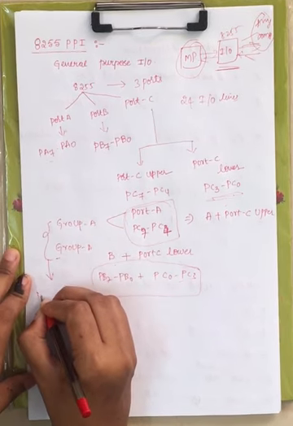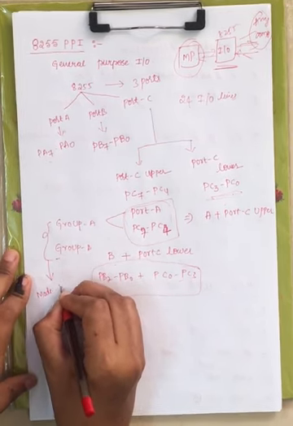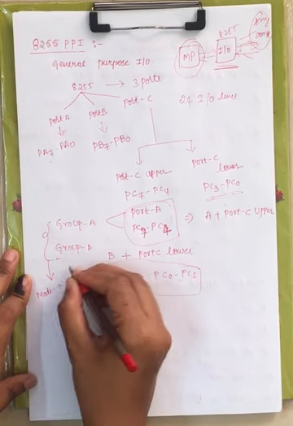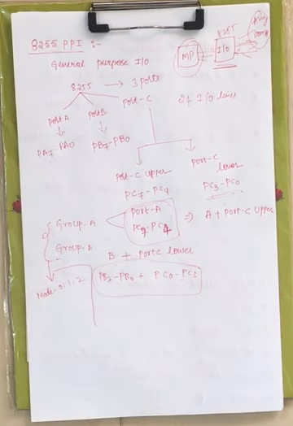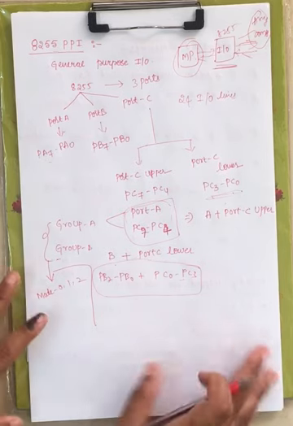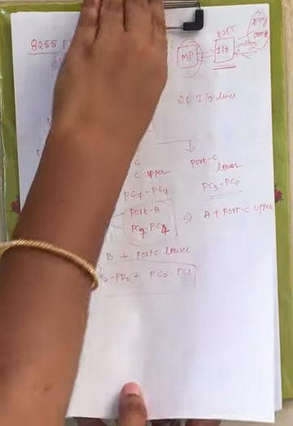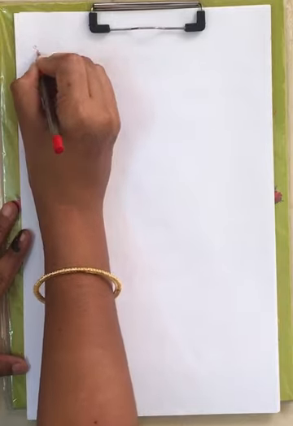Now these 2 groups, group A and group B, can be programmed in 3 different modes: mode 0, mode 1 and mode 2. Next we will see the 8255 operating modes.